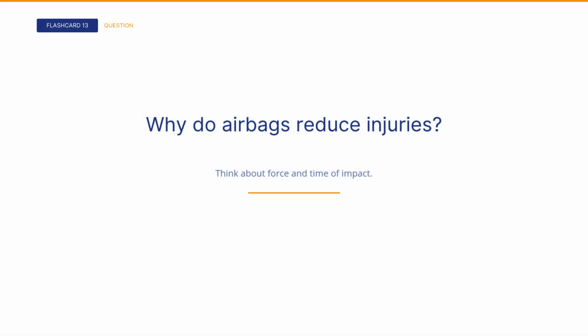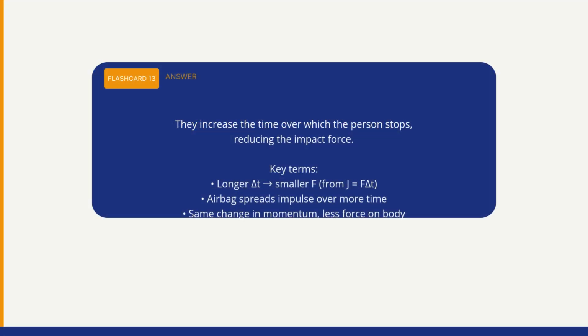Flashcard 13. Why do airbags reduce injuries? Think about the force and the time of impact. The correct answer is: airbags increase the time over which a person comes to a stop. For the same change in momentum, increasing the stopping time reduces the average impact force.